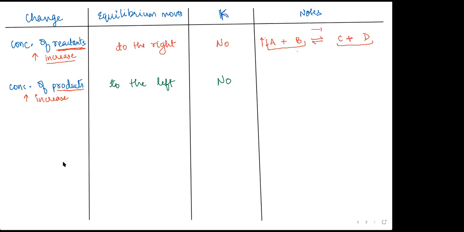Next, let's say I focus on the pressure. I increase the pressure of one of the reaction conditions. Then what will happen to the equilibrium? Forward reaction or backward reaction?